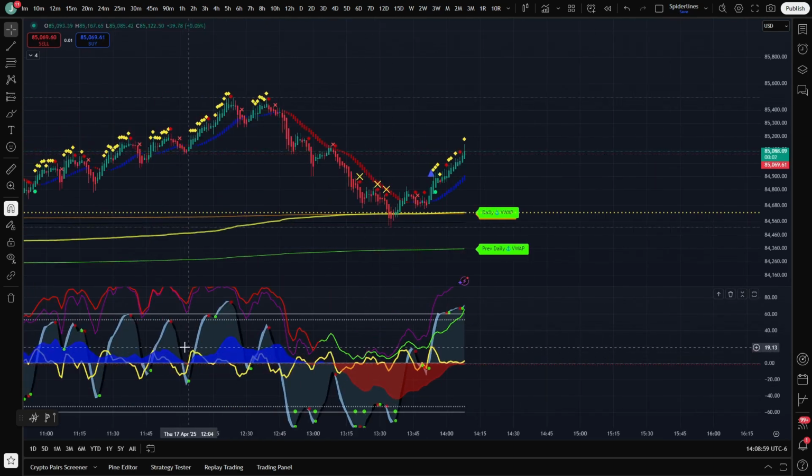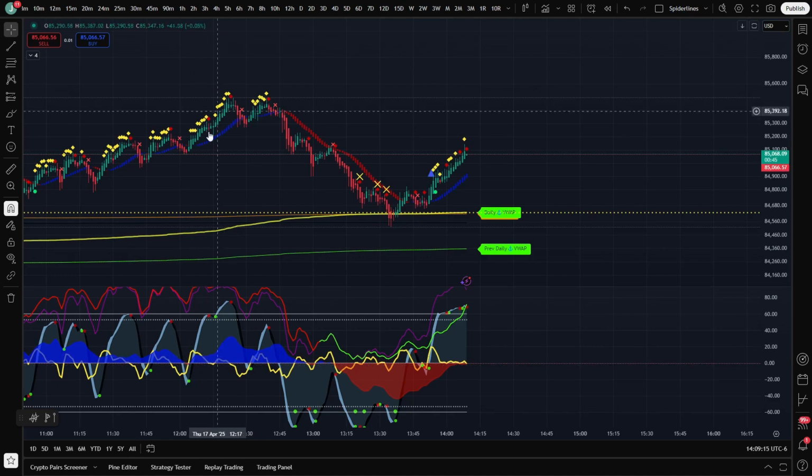Now, what do I mean? Like right here, you come up, you get your top on your VWAP. It starts to come down, and right here we knew price was about to start topping out. So we're going to look for the move down, right? And when she crosses that zero line, we get the red dot.